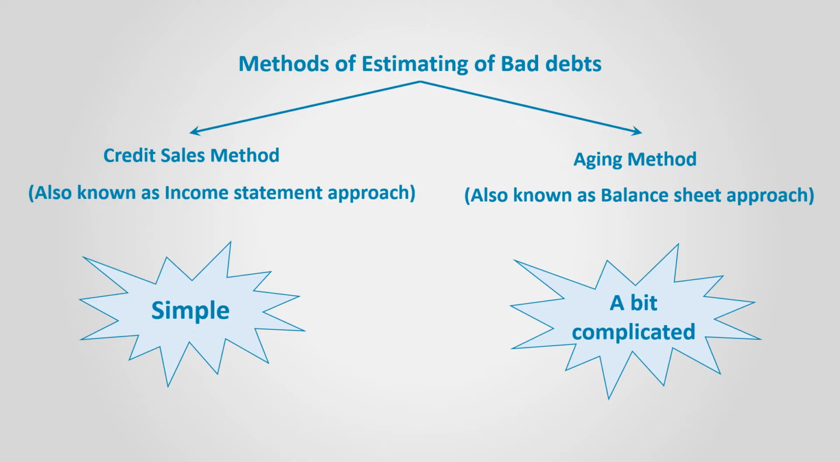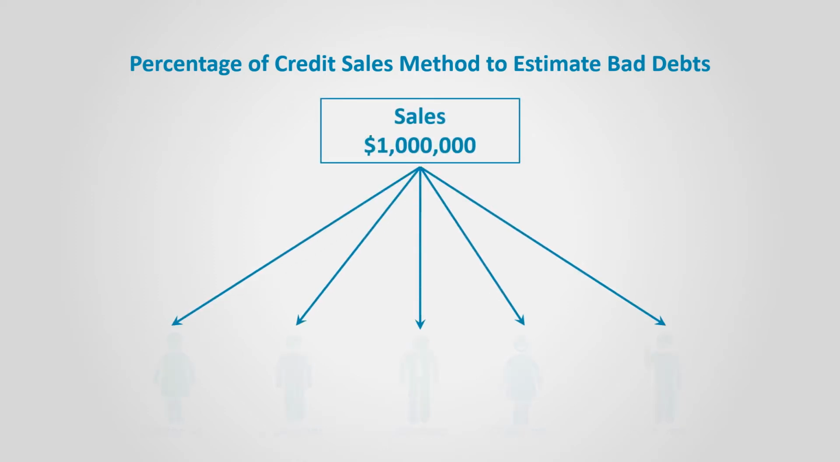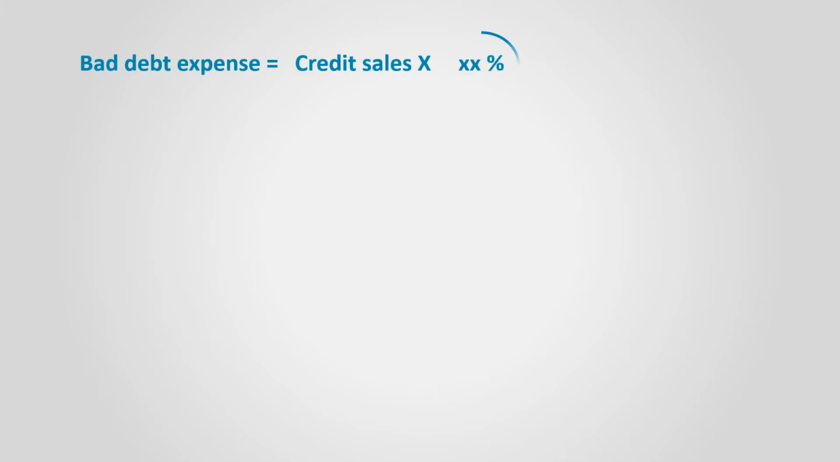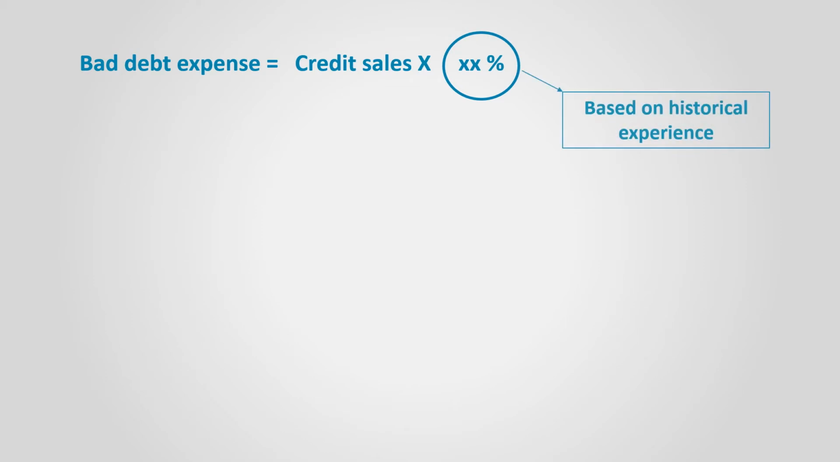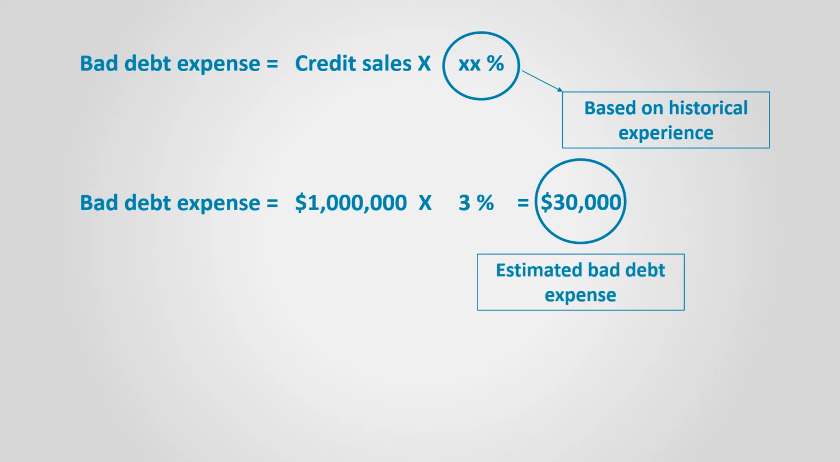I'll explain both methods. Here I'll explain how to use the credit sales method to estimate the bad debts expense. Assume that a company sold to a group of customers for $1 million on credit. The company would multiply the credit sales by a certain percentage of estimated bad debts expense based on its previous experience. So let's assume that the company's previous experience indicated that the bad debts expense is about 3% of the credit sales. This would make the estimated bad debts expense for that company 1 million times 3%, which is equal to $30,000.